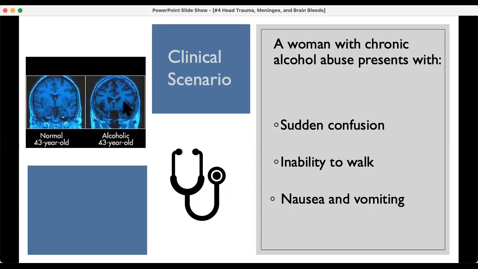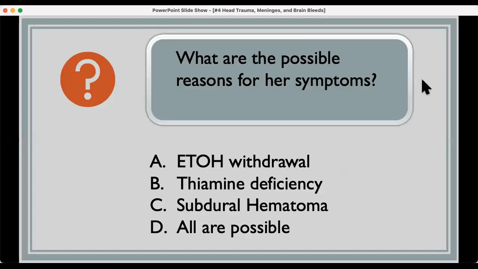So this woman presents with sudden confusion, inability to walk, and nausea and vomiting. What are the possible reasons for her symptoms? Alcohol withdrawal, thiamine deficiency, subdural hematoma, or all are possible. And the answer is all are possible, actually.